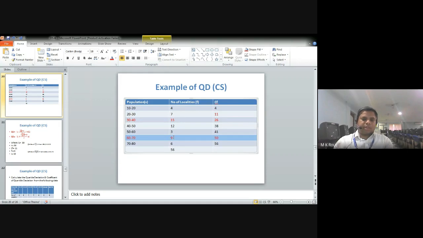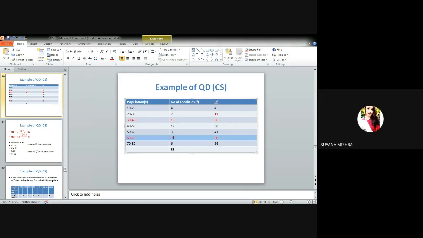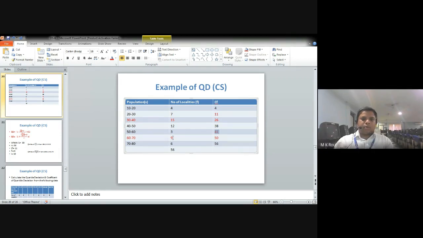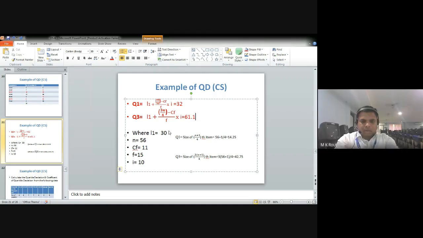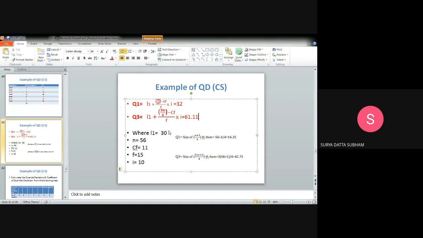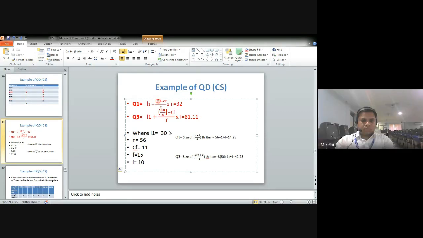Then the corresponding frequency is 41, then the CF value is 9. Okay, and what is the I factor here? Obviously, it is 10. So you have the L1 value, F value, CF value, and I value. Calculate Q3. It is 61.11. Calculate the quartile deviation here.